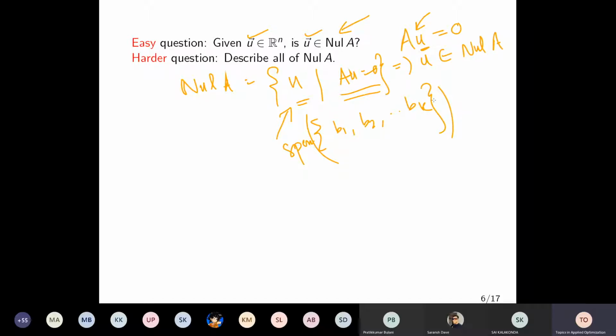But the question is, even finding the basis is not easy. A basis is linearly independent, so you want to find the maximal k linearly independent vectors. But how do you find even this? This is a harder question. If someone gives me u already, it's very easy to check: I do A times u, and if it's 0, then it's fine. But if someone asks me to find the whole space, it's a much harder problem.